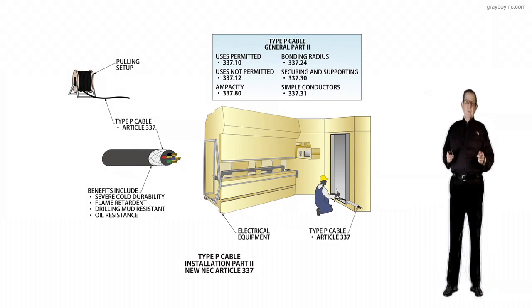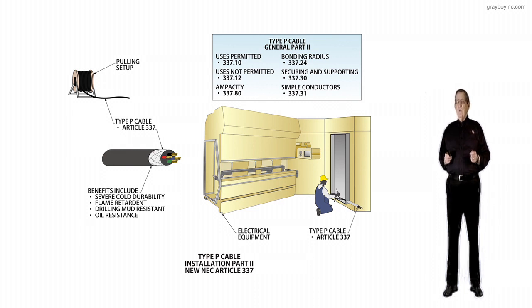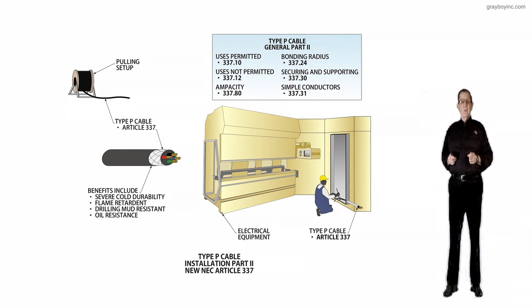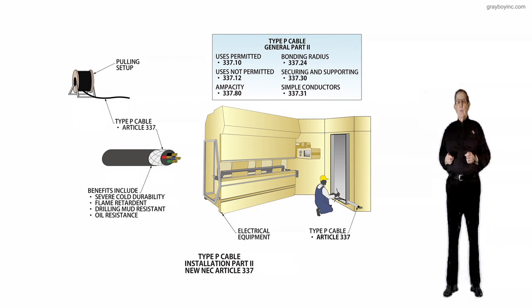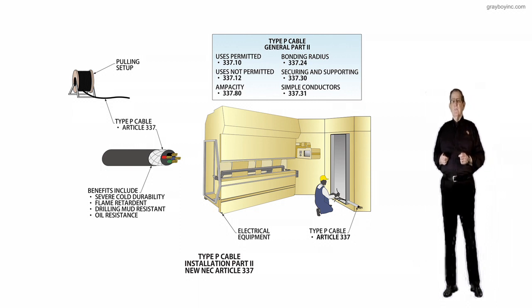This illustration deals with a Type P cable installation, Part 2, in this new article, 337. Now, the purpose of change was to provide this new article, and it's been added again to address Type P cables. It covers the use, installation, and construction specifications for 600-volt Type P cable, armored or unarmored, for use in hazardous classified locations as permitted by the National Electrical Code, Article 337.